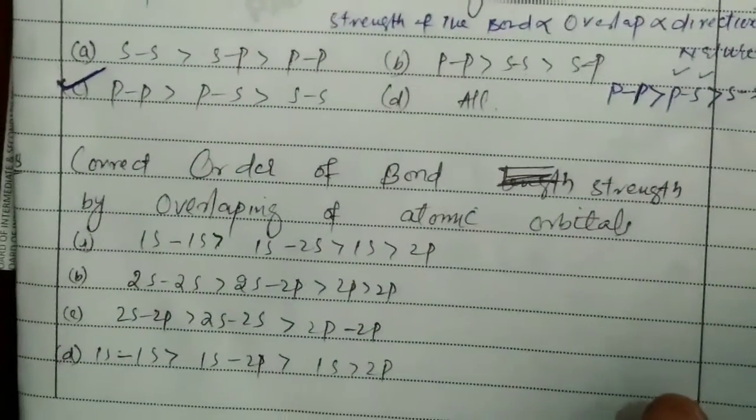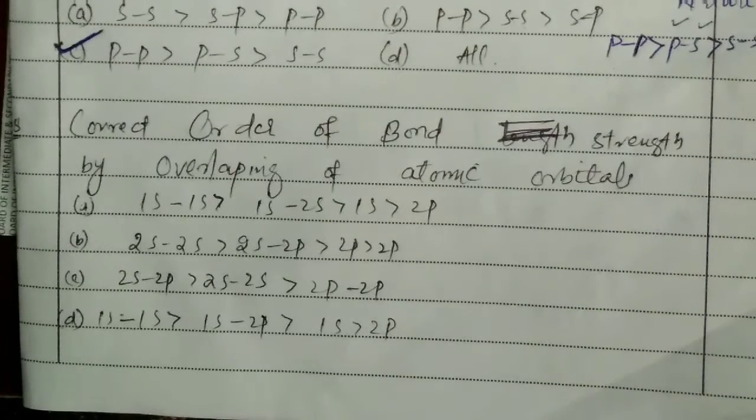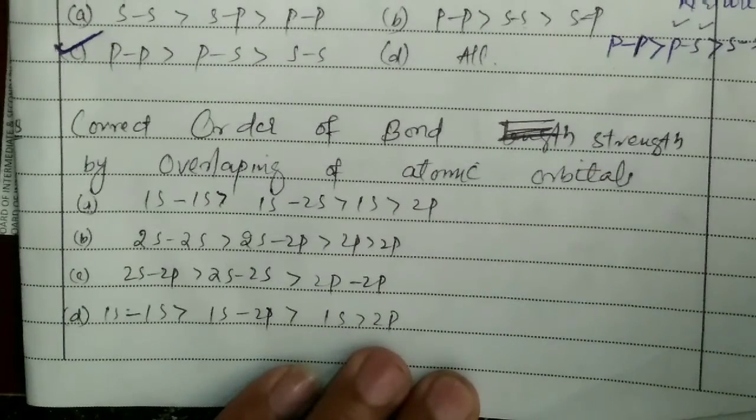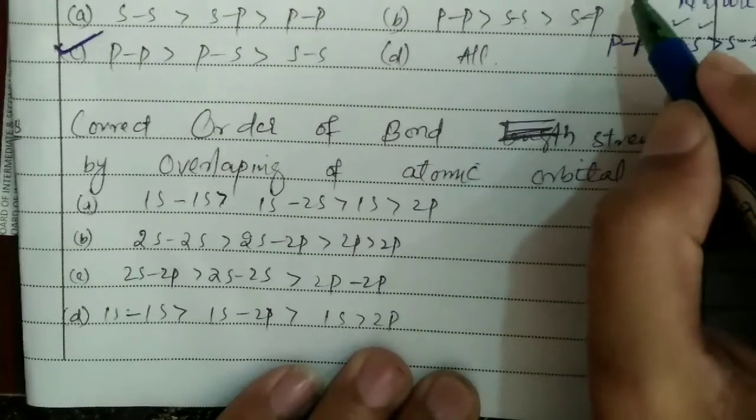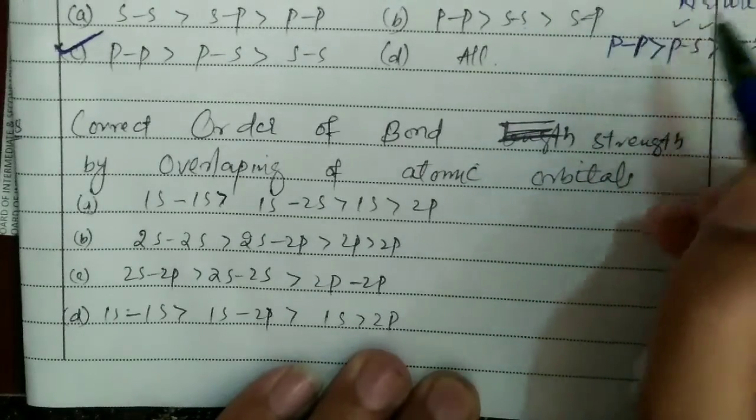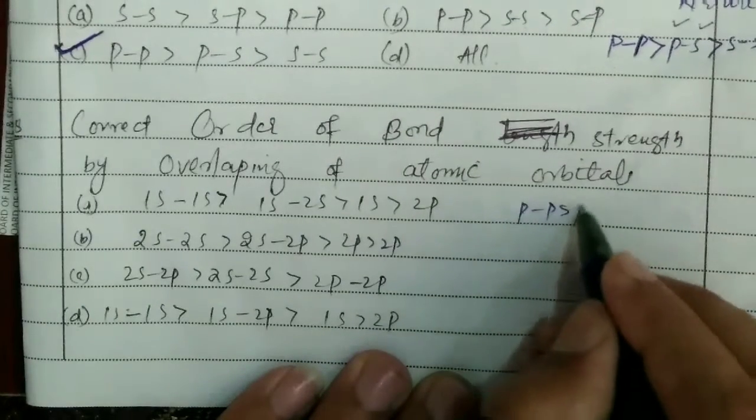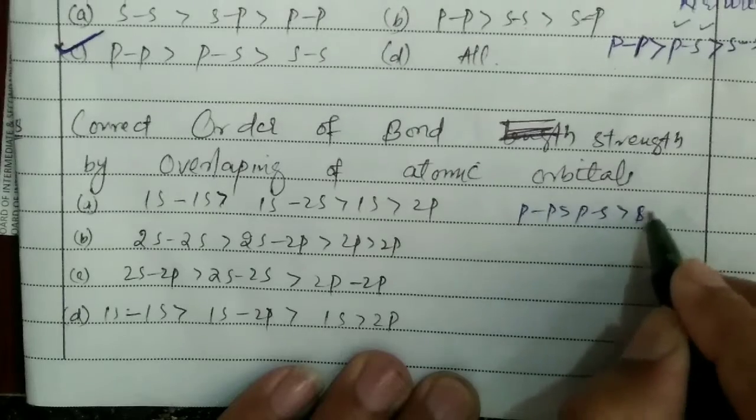Now consider MCQ number 8. Correct order of bond strength by overlapping of atomic orbitals. I told you in MCQ number 7 that the correct order of bond strength depends upon the overlapping of the orbitals, which depends upon the directional nature of the orbital. Now I have told you that pp overlap is greater than ps and ps overlap is greater than ss overlap.